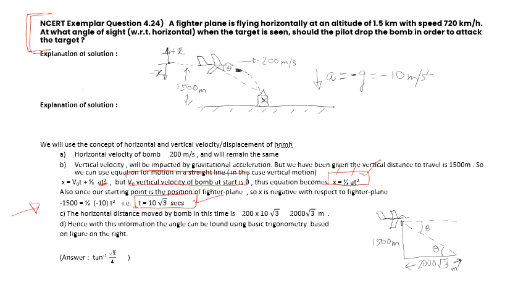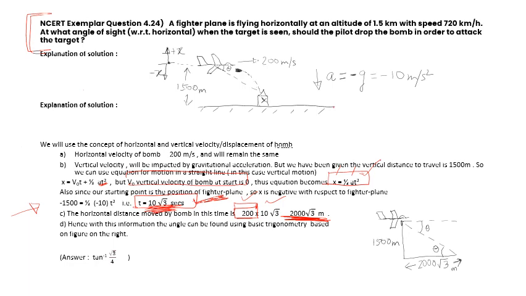Okay, so we know the time it will take for the bomb to reach the target. In this time, let's find out what will be the horizontal distance covered by the bomb. Now, horizontal distance covered by the bomb in time t will be velocity into time. Velocity we know of the bomb is 200 because it's the speed of the plane, and that won't change because of gravity, because that is in the horizontal direction. So 200 into time we already found out, 10 root 3. So we get the horizontal distance that the bomb will travel.